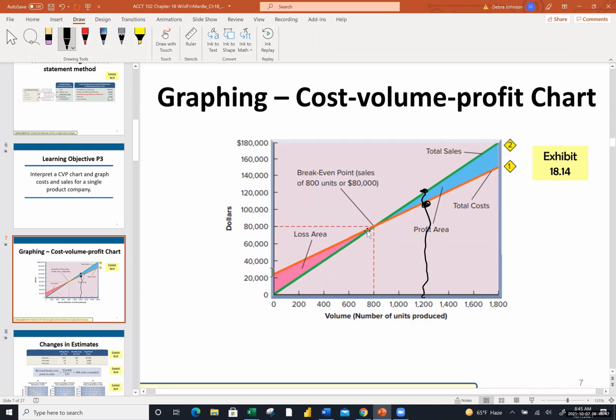You'll see the loss area is to the left of the break-even point, and the profit area is to the right of the break-even point. So just be comfortable with looking at a graph.